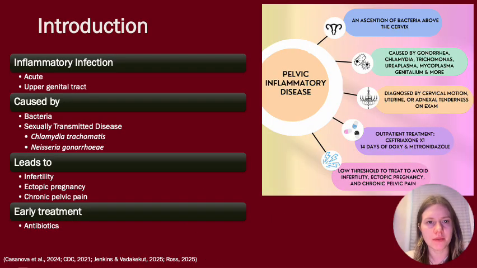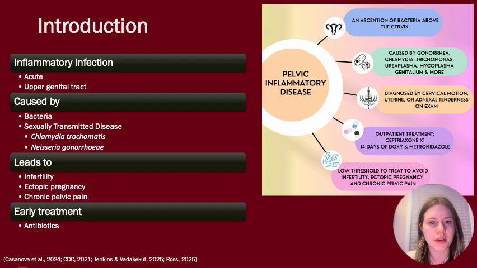So to introduce pelvic inflammatory disease, what is it? It's an inflammatory infection that affects the reproductive system. It affects the upper genital tract, including the uterus, fallopian tubes, ovaries, and sometimes the pelvic peritoneum. It is most commonly caused by bacteria or ascending sexually transmitted infections, particularly chlamydia and gonorrhea.